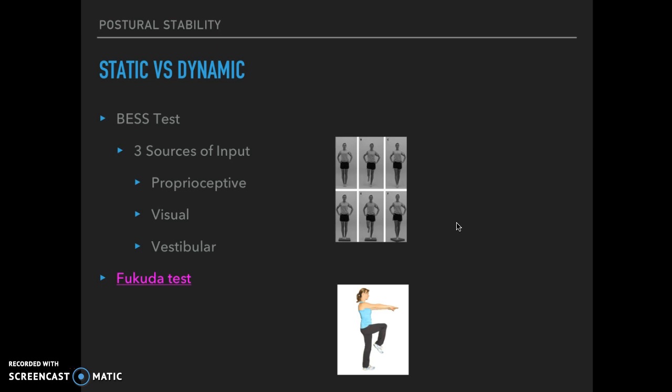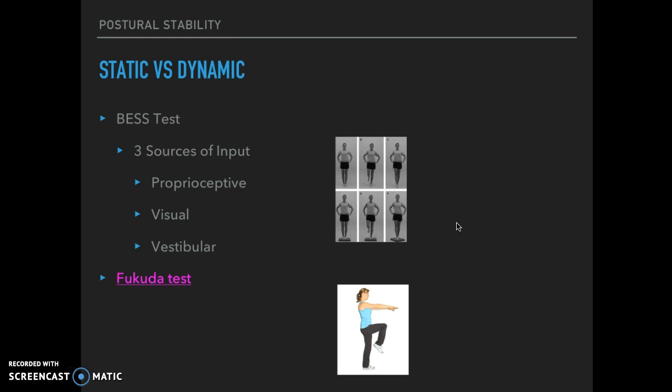The Fukuda test is one where the patient marches in place either 50 or 100 steps. Let me back up. They stand with their eyes closed, shoulders flexed to 90, and then they begin to march, again 100 or 50 steps. As they are marching with their eyes closed, the clinician is monitoring them to see if they walk forward, veer off to one side, or rotate. Any of those could be considered a positive test, and you would think that the patient possibly had vestibular impairment because of that.